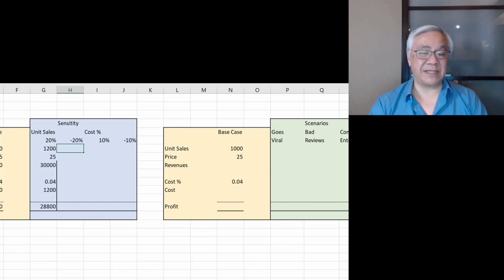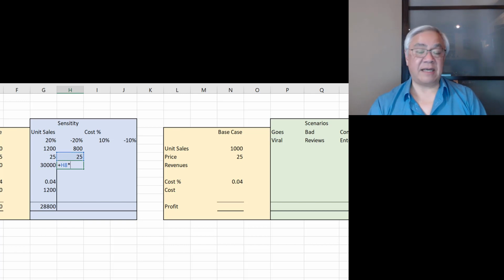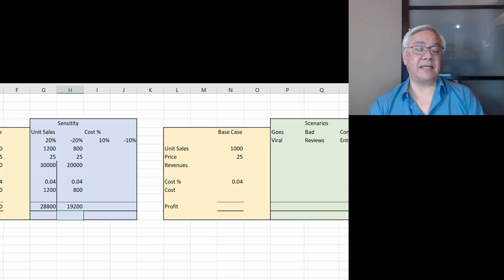It goes less by 20%. So now the unit sales would be 1,000 times 0.8 because we lost 20%. The sales price is the same. Our revenues will have the same relationship. And then we're still at 4% cost. And 4% of revenues is that. And therefore our profit is lower because we sold fewer items. So it drops to 19,000. What if we had costs go up by 10%?